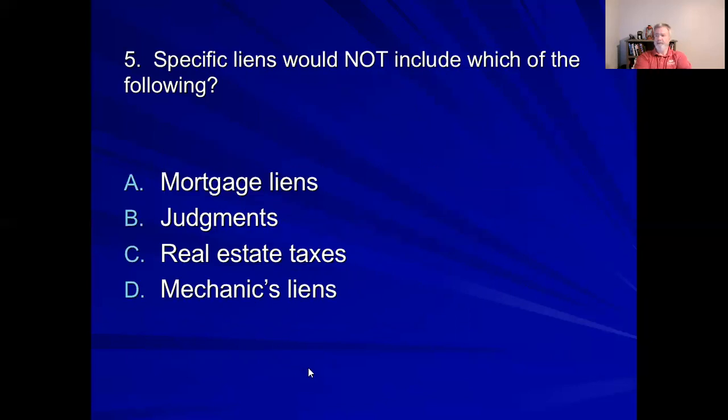Number 5, specific liens would not include which of the following?